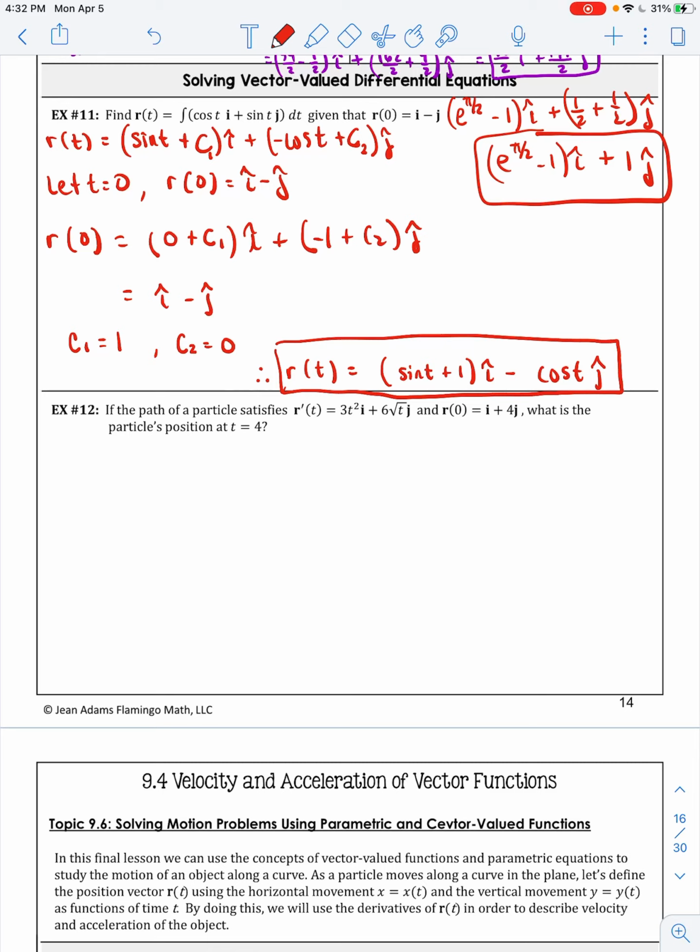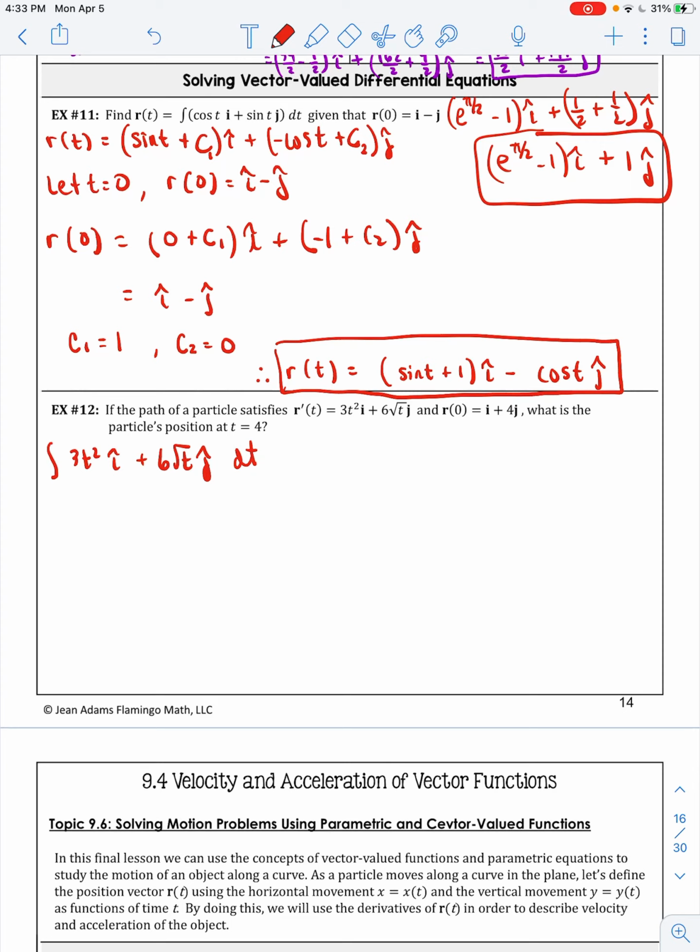Okay. And then our last example, number 12: if the path of a particle r prime of t equals 3t squared i plus 6 times the square root of t j, and r of 0 equals i plus 4j, what is the particle's position at t equals 4? There's two ways to solve this problem. One of them, to find your r of t, you could integrate your 3t squared i plus 6 square root of t j dt.